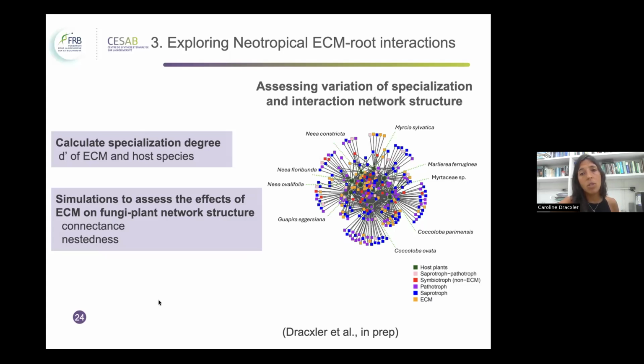And our main goal was to understand the variation of specialization and also the interaction structure of these networks. So what we did was that we were interested in asking if specialization varies for fungi and also for the plants. And to address this first question, we calculated the specialization index D prime. And we did this both for ECM and for host plants, to see if there is some asymmetry in the specialization degrees.